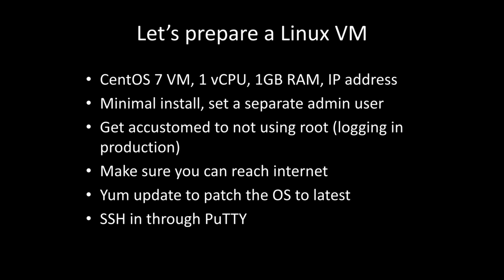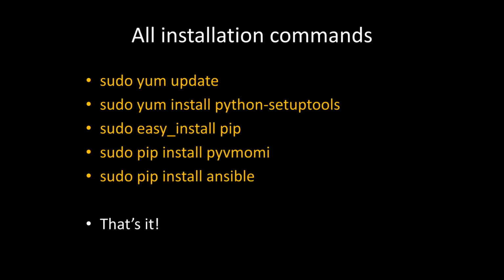Okay, so we have a Linux VM. It's one CPU, 1 gig of RAM, has a static IP address, minimal install. I set up a separate admin user, and it's just not using root. Make sure you can reach the internet on it. You want to patch the OS, SSH through PuTTY, and literally this command is just to update CentOS, but everything else that you see here, that's all the command you need.